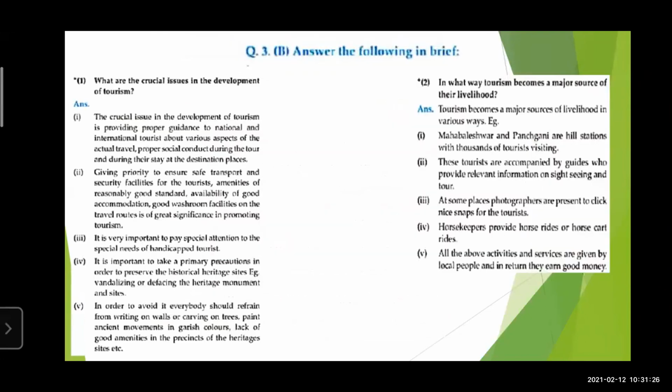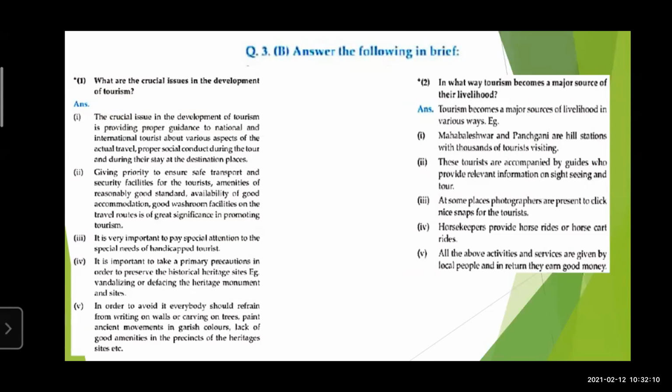Then you have: answer the following in brief, or answer the following in detail. What are the crucial issues in the development of tourism? The crucial issue in the development of tourism is providing proper guidance to national and international tourists about various aspects of the actual travel, and proper social conduct during the tour and during the stay at the destination places. First point. Second point is giving priority to ensuring safe transport and security facilities for tourists, amenities of a reasonably good standard, availability of good accommodation, good washroom facilities, and good travel routes, which is of great significance in promoting tourism.